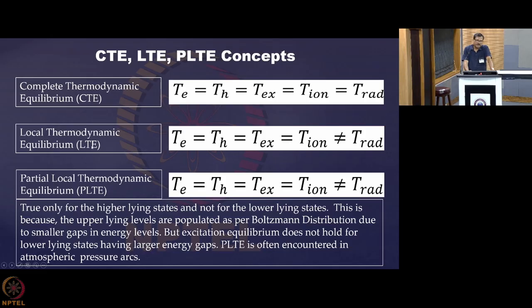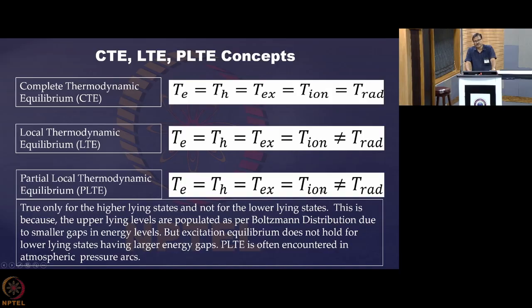When you say local thermodynamic equilibrium, apart from the radiation temperature, the rest of the temperatures like Te, TH, Tex, and Tion, all of them are the same. When you say partial local thermodynamic equilibrium, then it is anyway not valid that the radiation temperature is the same as the electron temperature, heavy species temperature, excitation temperature, or ionization temperature.